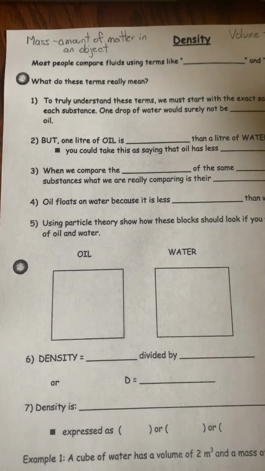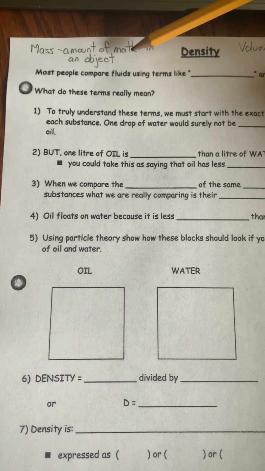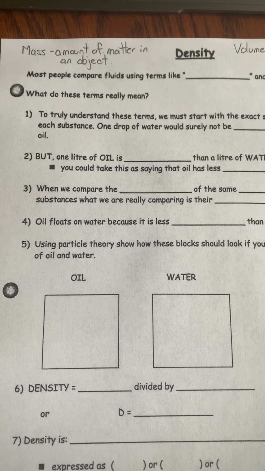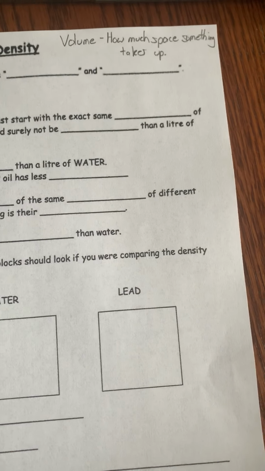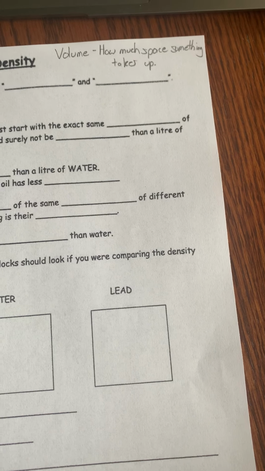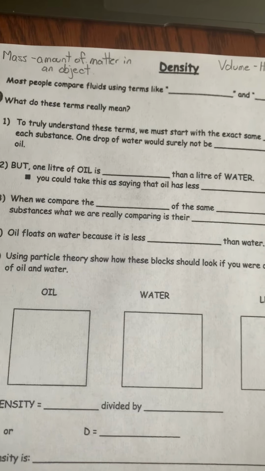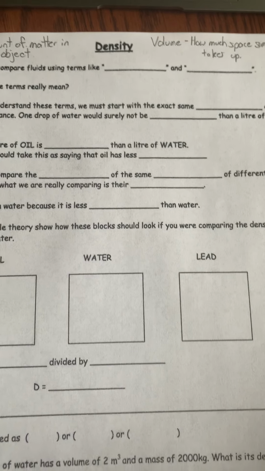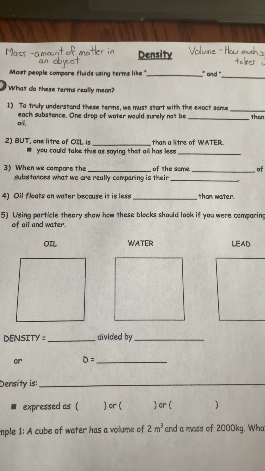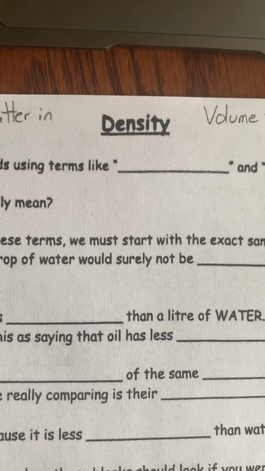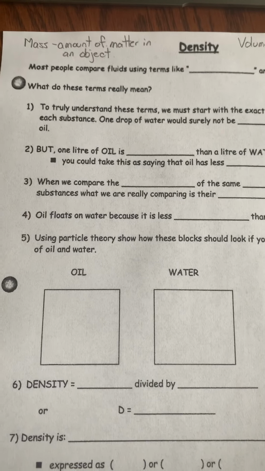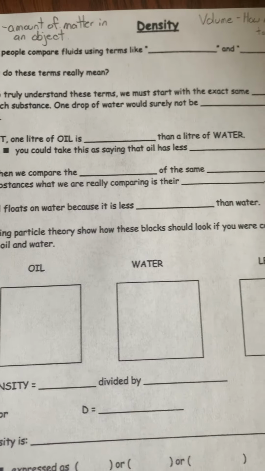When you look at your page, you will first notice that I have added the definition of mass that we've talked about before, where mass is the amount of matter in an object. I have also added the definition of volume, which is how much space something takes up. And we talked about both of those at the beginning of this unit. So those are good starting places for us to talk about the new concept we have called density.